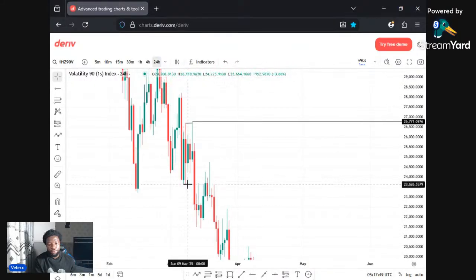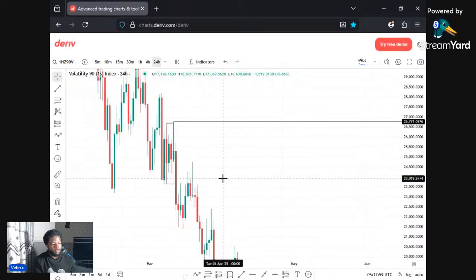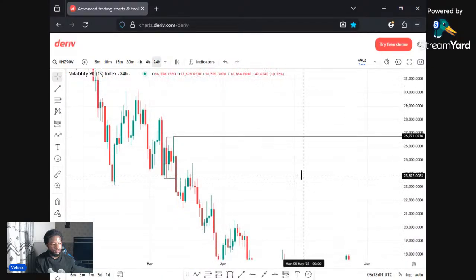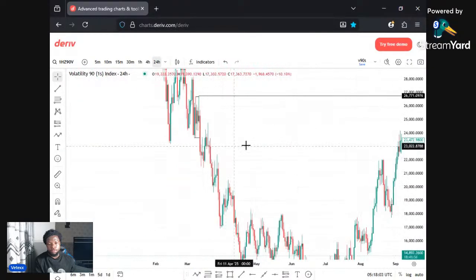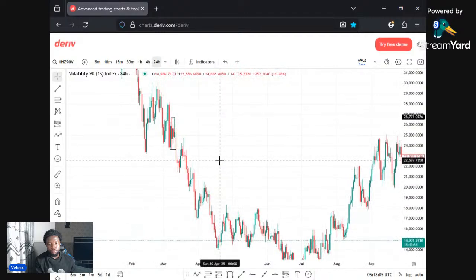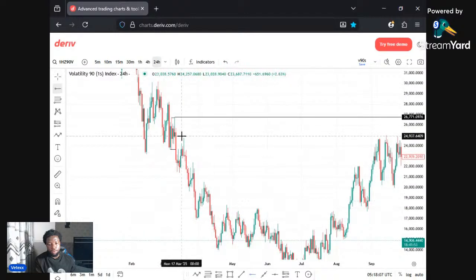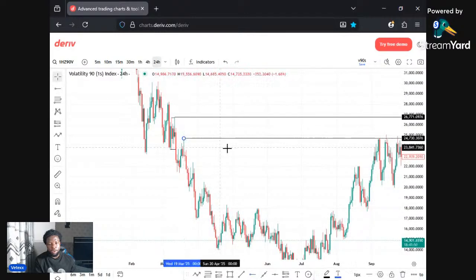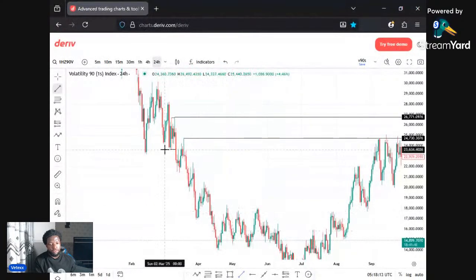This becomes our first break of structure after price retreats back to take out the newly created low on the 24-hour time frame. These zones become our structural liquidity that price needs to take out and continue to the opposite direction. And this is our second break of structure, which is this.